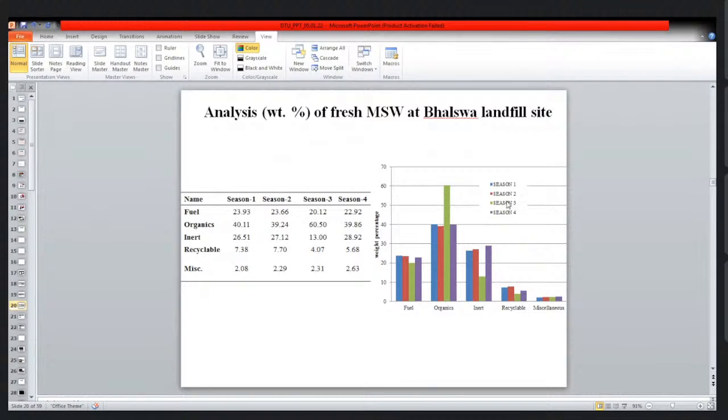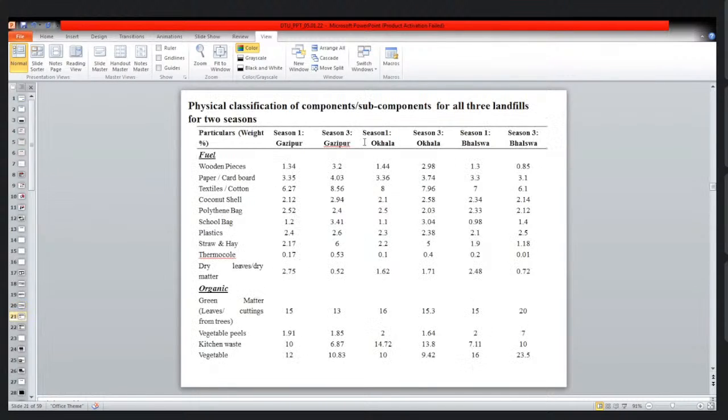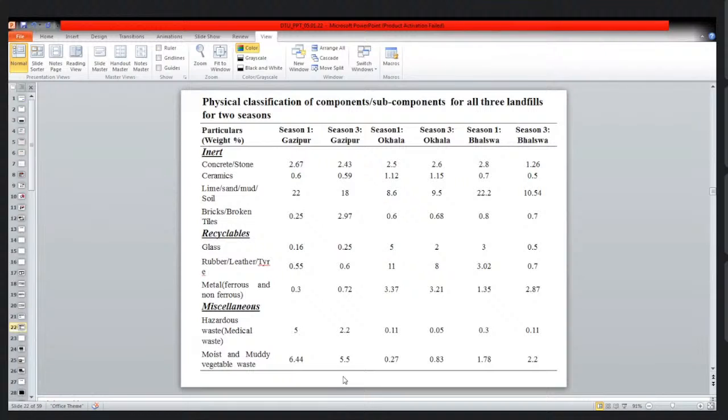It was observed in season 3 that the organic component is very high. That depends on the pattern in a particular period. It will depend on many things, such as location, and it will vary, but not much. This is a consolidated table for season 1 and season 2 for Ghazipur, Okhla, and Bhalswa. More details are represented in this table.